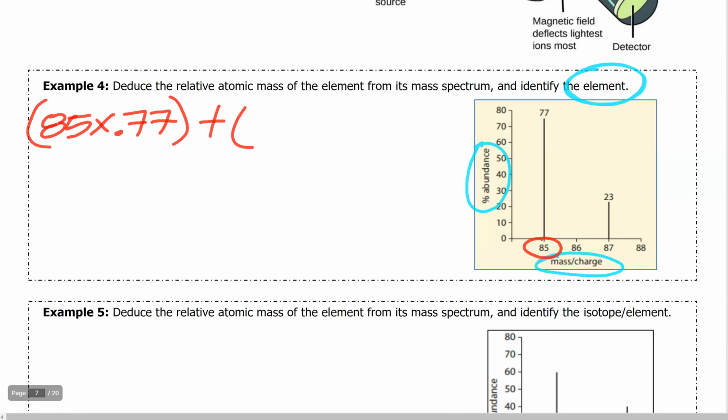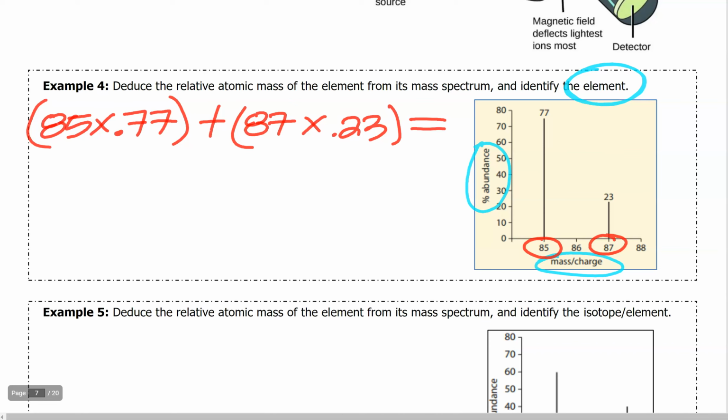And then I'm going to add that to my 87, and it's going to be multiplied by 0.23, which is 23%. And then we're going to go ahead and run that through our calculator. And that's going to literally be the answer. So 85 times 0.77 plus, make sure you use parentheses, so 85 times 0.77 plus, in parentheses, 87 times 0.23.